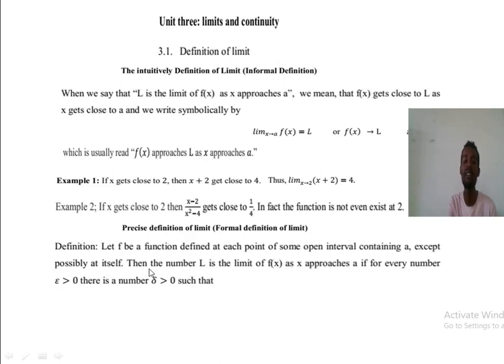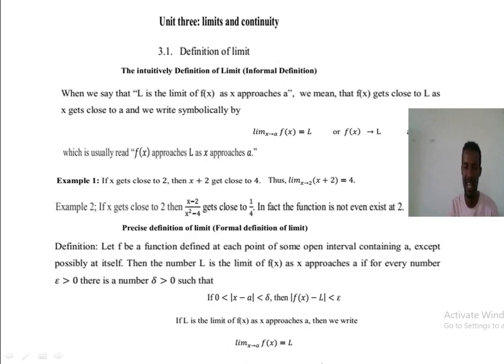if for every number epsilon greater than 0, there is a number delta greater than 0, such that if 0 is less than the absolute value of x minus A, which is less than delta, then the absolute value of f of x minus L is less than epsilon. This is called the formal definition of a limit. That means if L is the limit of f of x as x approaches A, then we can write the limit of f of x as x goes to A is equal to L.